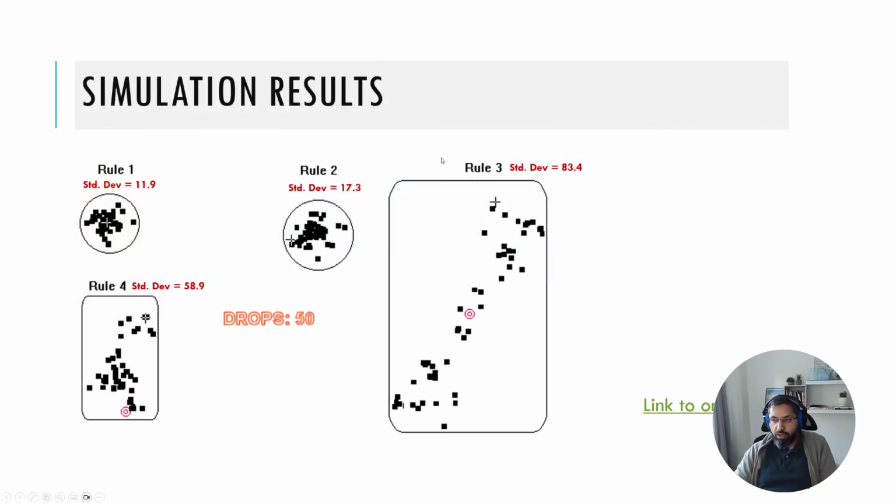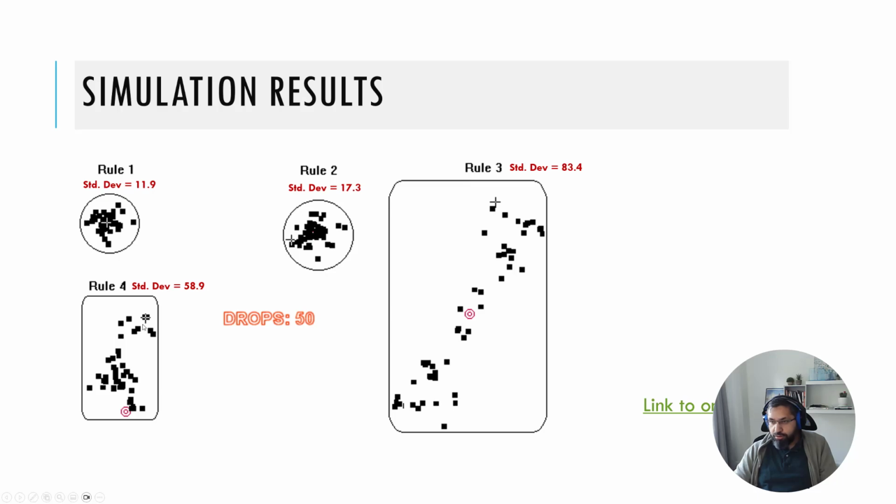So here are the pictures of the simulation results from dropping 50 marbles. The circle or the rectangle is drawn afterwards to capture the entire area over which the marbles are dropped. So the size of the circle or the size of the rectangle suggests the variability in your drops.